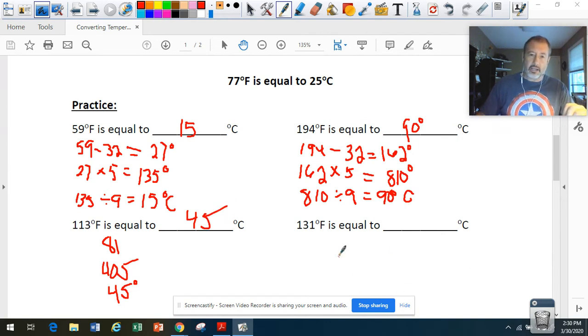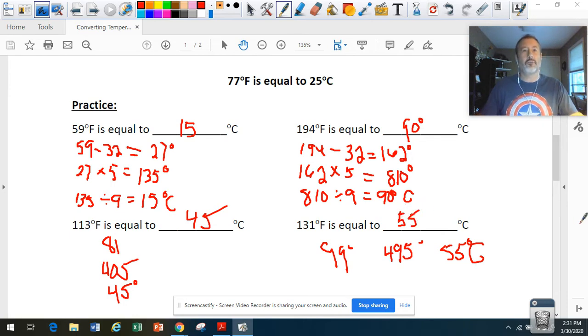Next one. Okay, you took your 131 and you subtracted 32 from that, which gave you 99 degrees. Okay. Then after that, you took your 99 and you multiplied that times 5. And you should have got 495. And then your final step, as you know here, all you needed to do was divide by 9. And when you divided that by 9, you got your final answer of 55 degrees Celsius. So the answer for this one is 55.